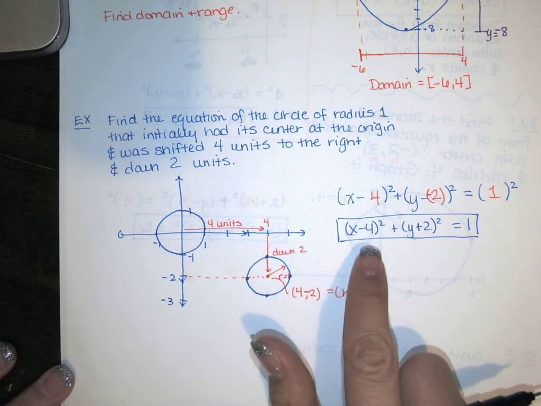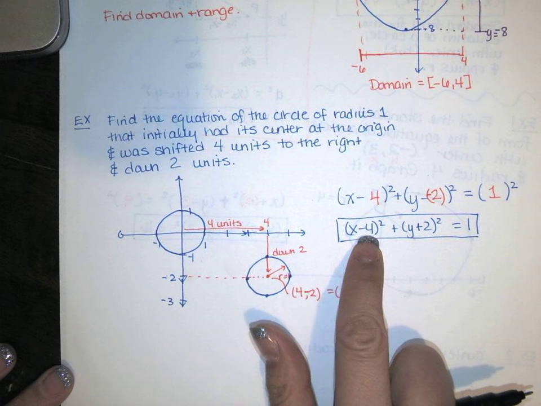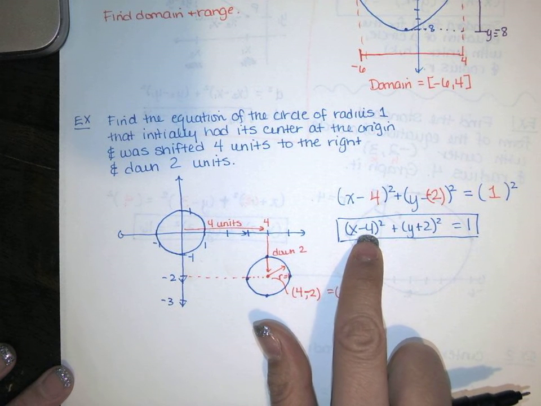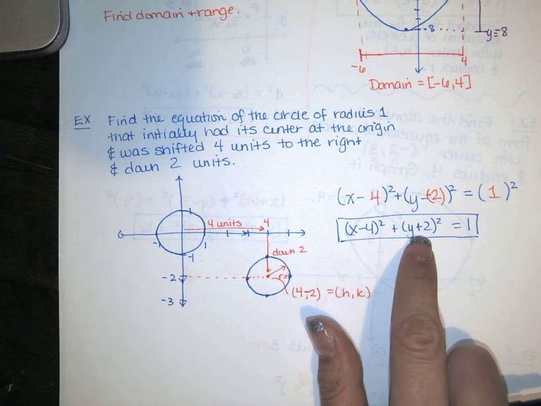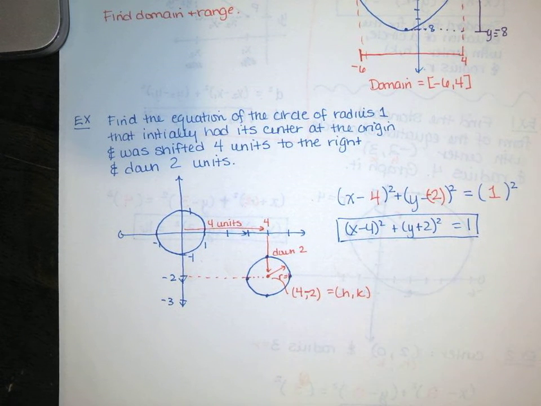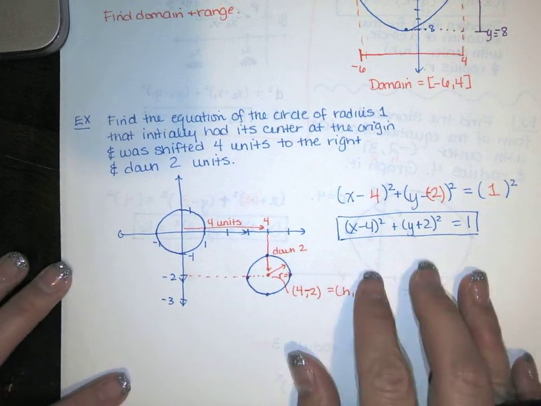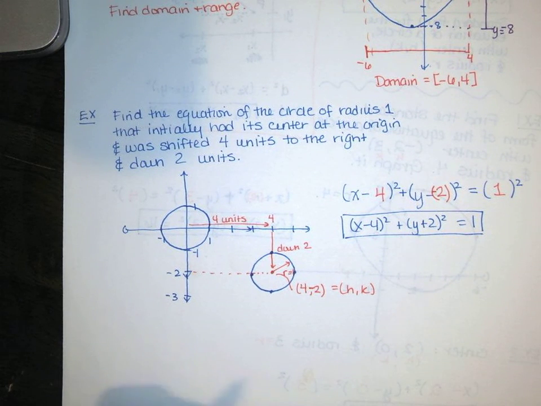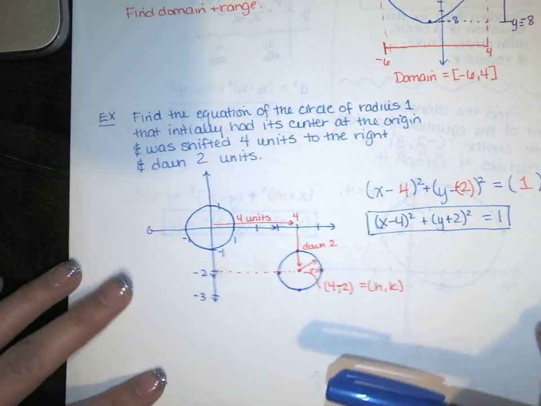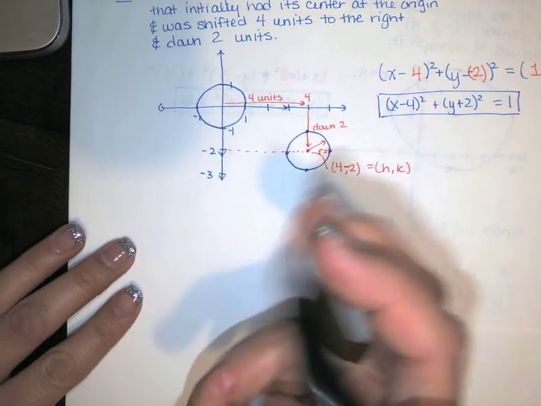So remember when we talked about transformations, this was shifting left and right, and this was shifting, changing the y's was shifting up and down. That still has not changed. So that's our last example of that. We're going to look at one more example of circles, and then we'll be done.